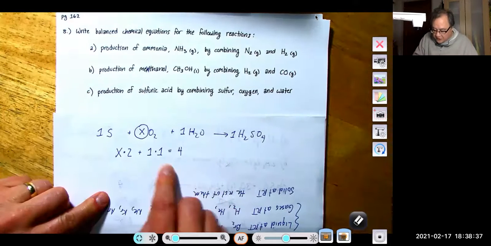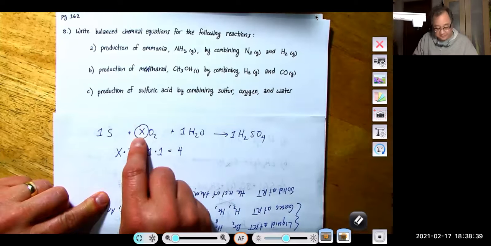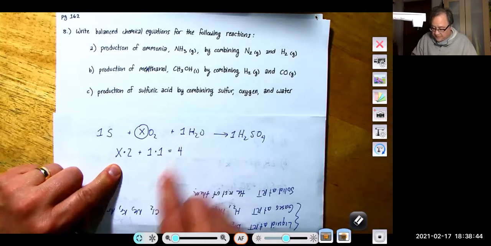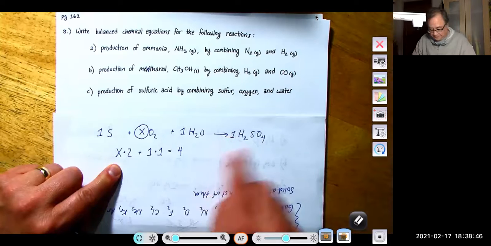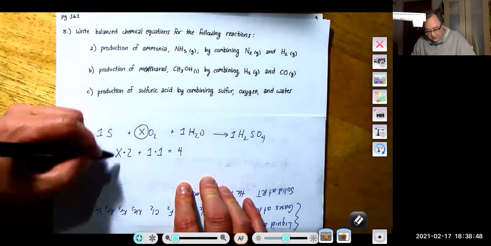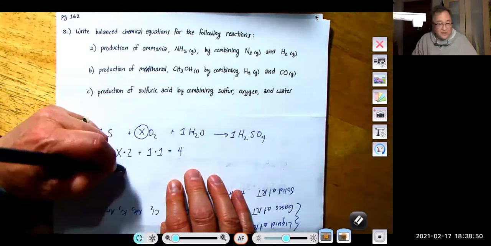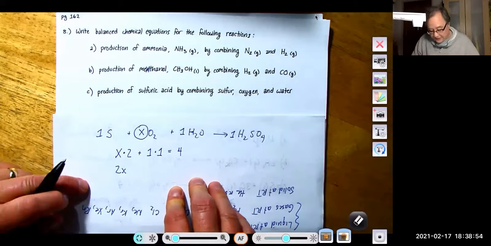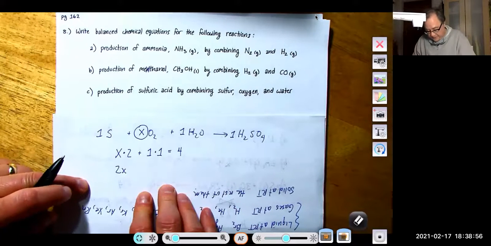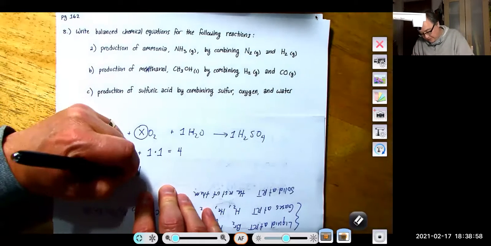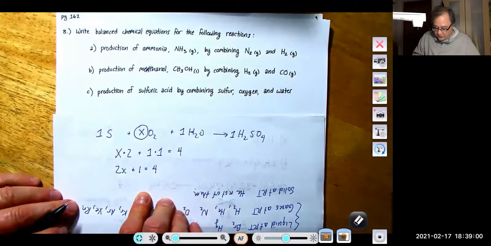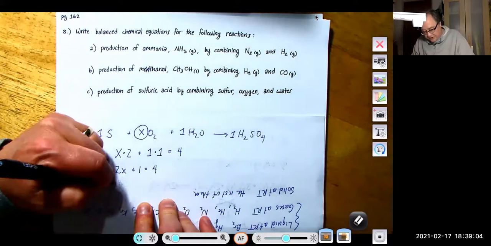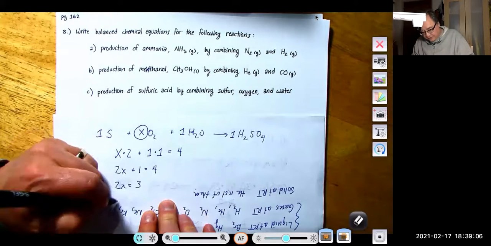So here, how many oxygens do I have here? Well, X times 2. How many oxygens do I have here? 1 times 1. How many do I have here? 1 times 4. So I'm going to change this a little bit and call this 2x, because normally in algebra, we like to put the number first and the variable second, not the other way around. So we have 2x plus 1 is equal to 4. 2x is equal to 3. X is equal to 3 halves.